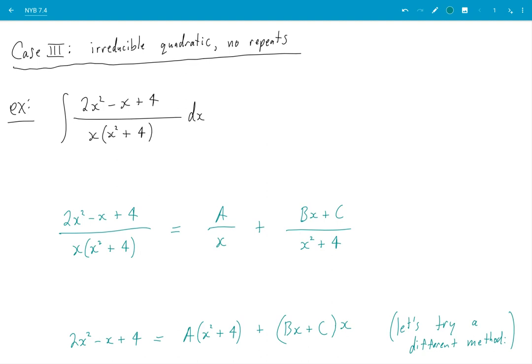Okay, pause and copy everything you see here. So we have a quadratic, an irreducible quadratic. What does irreducible mean? Irreducible, meaning I cannot factor it further. So x squared plus 4. Okay, you cannot factor that.